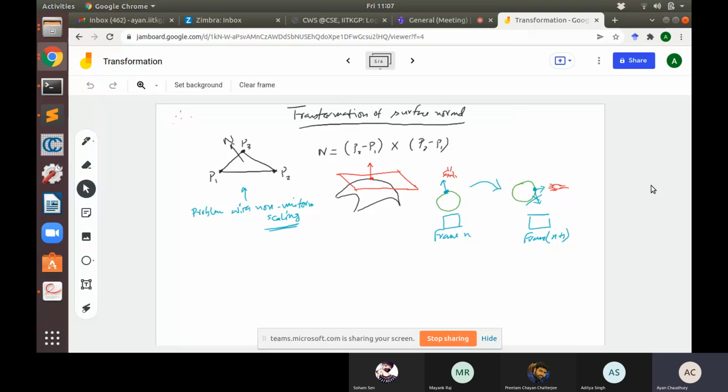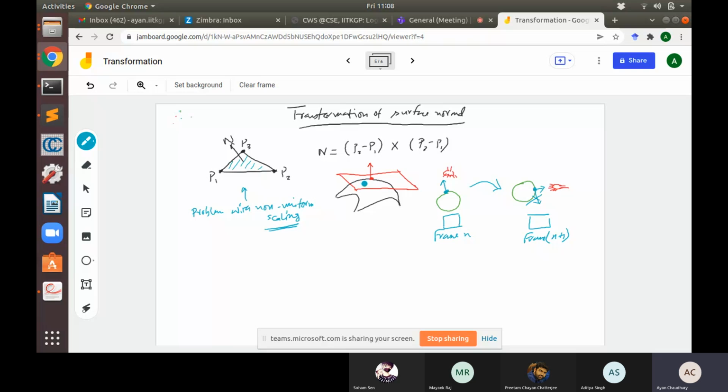Okay, so transformation of surface normal is a bit different than the transformation of other objects. So what is a surface normal? Basically, you take a cross product between two vectors in a plane. So this is a plane, and we are trying to compute the surface normal for this plane. We take a cross product.